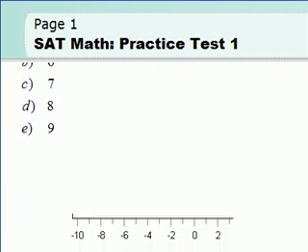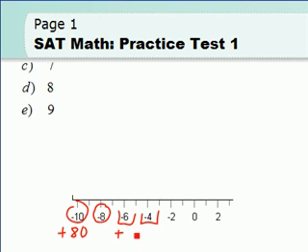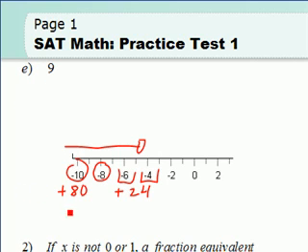Now if we look at this number line here and we multiply, let's say, negative 10 times negative 8, that gives me positive 80. And if I multiply negative 6 times negative 4, that gives me positive 24. So as you can see, as I'm approaching 0, the product of those two negative numbers becomes smaller and smaller, right? From 80 to 24. And now the closest negative integer to 0 is negative 1.